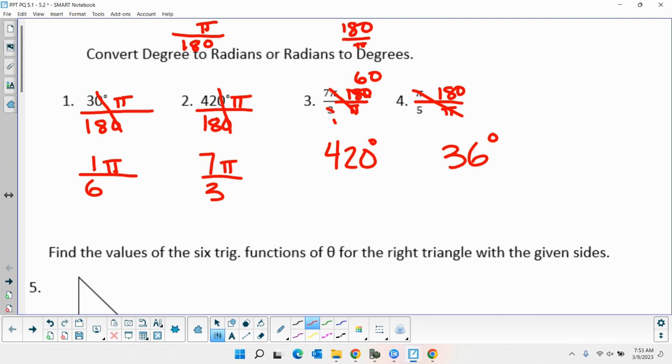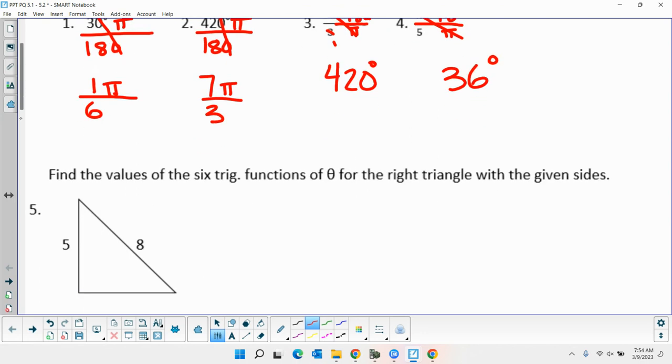Questions? That's pretty easy, right? So you don't have to use the actual pi and give me a decimal. Just give me the fraction in terms of pi. All right. Have 1 and 2 look like 3 and 4. Have 3 and 4 look like 1 and 2 when you're done. Okay. Number 5.